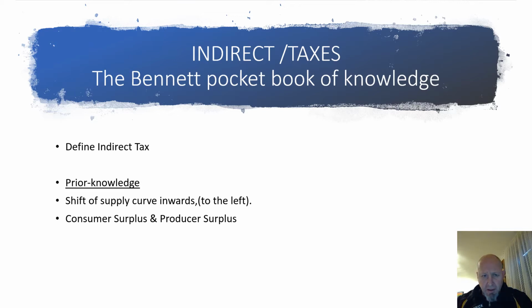What prior knowledge do we need? Well, indirect tax will cause a shift in the supply curve inwards, and we need to know the theory of consumer surplus and producer surplus. Anything above the triangle made when we get equilibrium price is consumer surplus, and producer surplus is the triangle below the equilibrium price, and together they form community surplus. But this you will have to go back and check if you do not know.